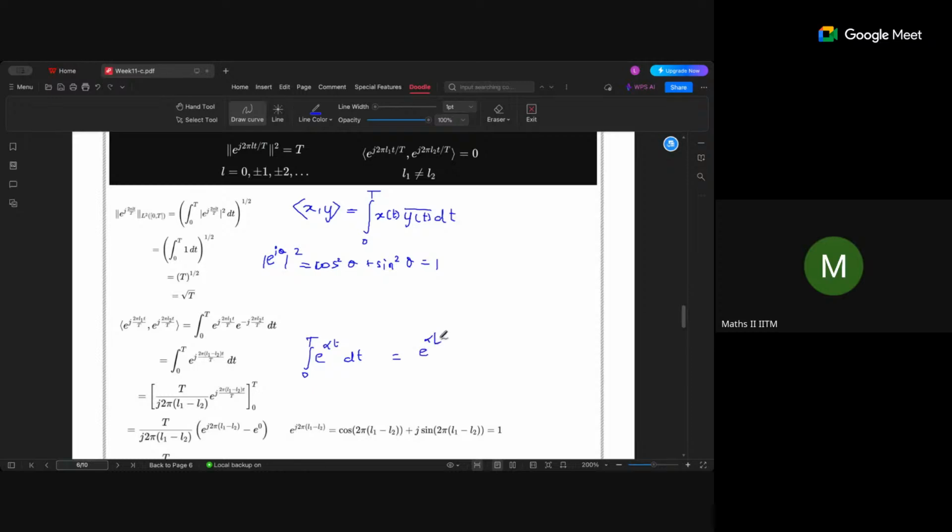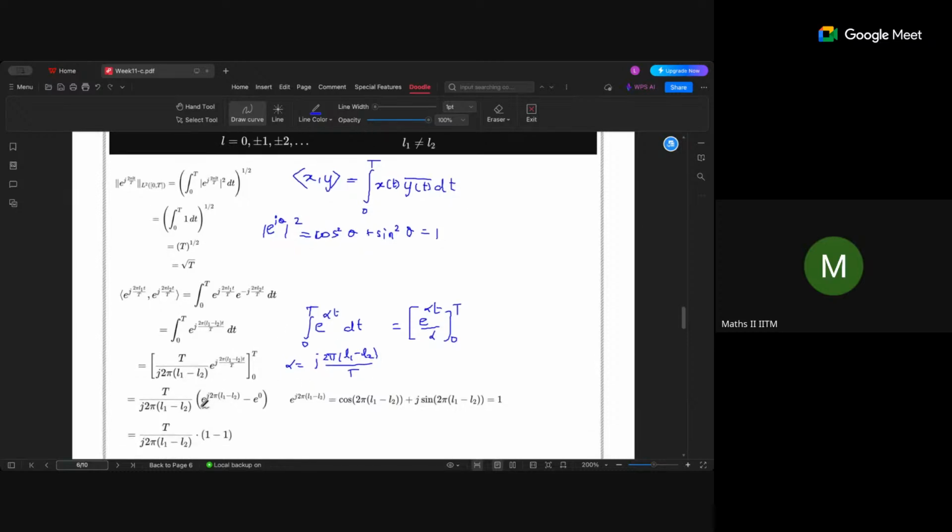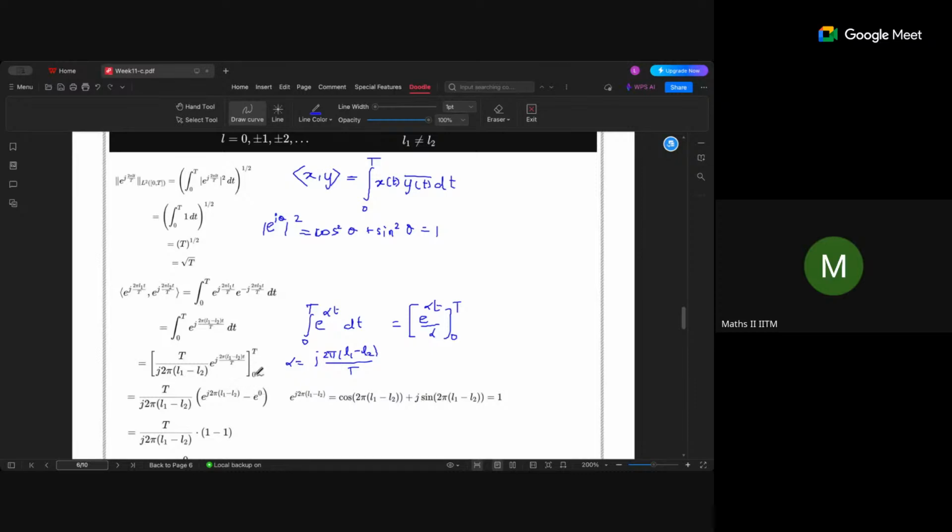E power alpha t by alpha, 0 to T, right? So here exactly the same thing we have done. The only thing here is alpha is j 2 pi (l1 minus l2) by T. So exactly this is there in the denominator, and when it comes to the numerator, you have to take the reciprocal of it. Okay, so now you have taken this term, and then you are applying the limit 0 to T. So you have applied T and then 0.